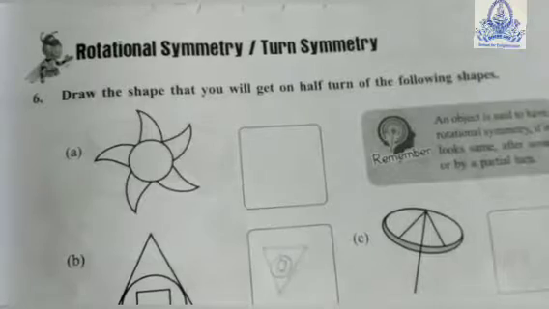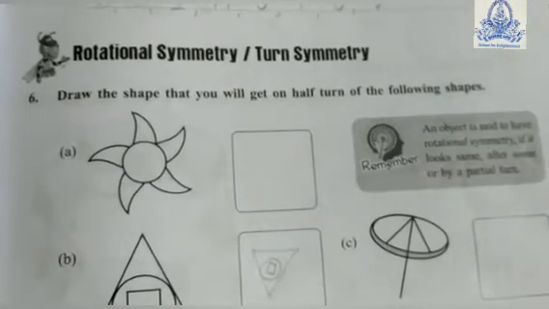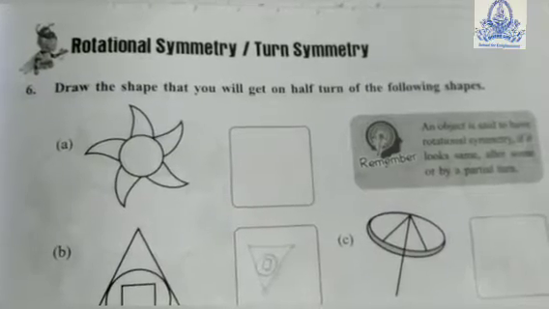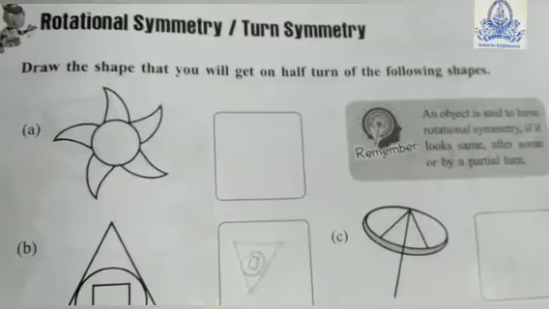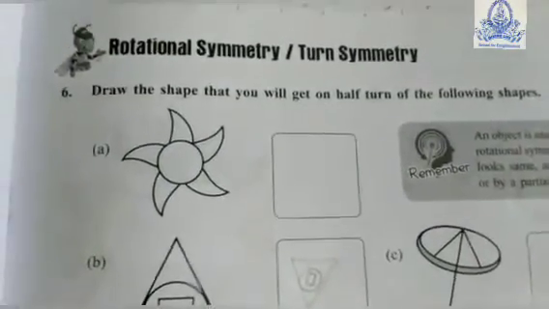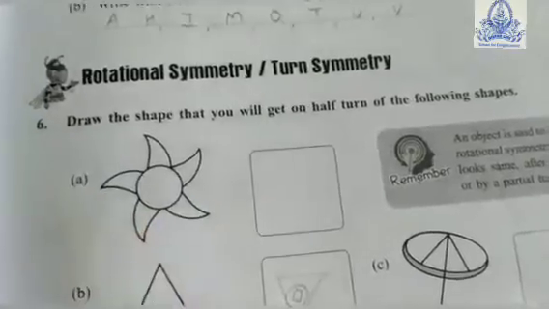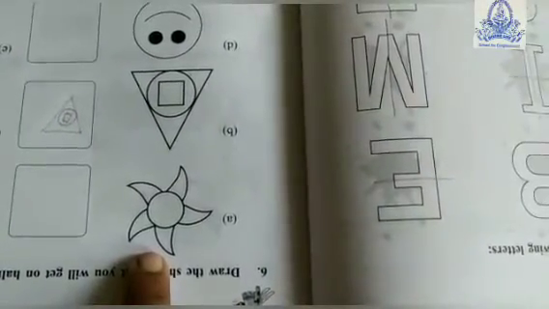Rotational symmetry or turn symmetry. Draw the shape that you will get on a half turn of the following shape. An object is said to have rotational symmetry if it looks the same after some or a partial turn. Now this is a flower. When I do a half turn, that means I am rotating this book half. So again it will look the same.